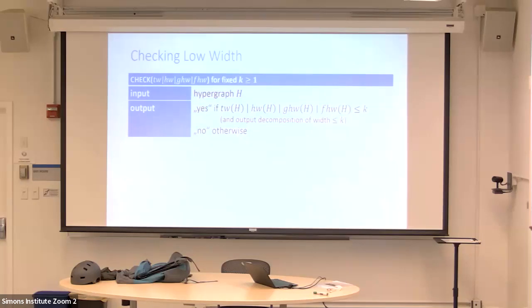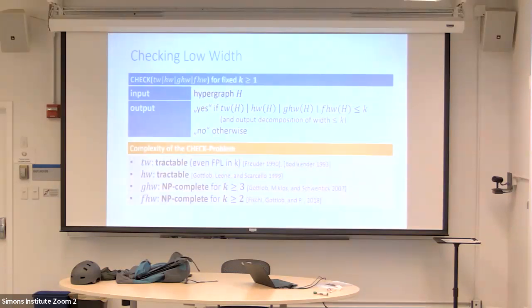Yeah, so we assume the width k to be fixed, and we ask, for a given hypergraph, is the hypertree width less than or equal to k? And in case of a yes answer, we also want the decomposition that witnesses the yes answer. Otherwise, what's the purpose of knowing? In principle, this query could be evaluated efficiently, we just don't know how.